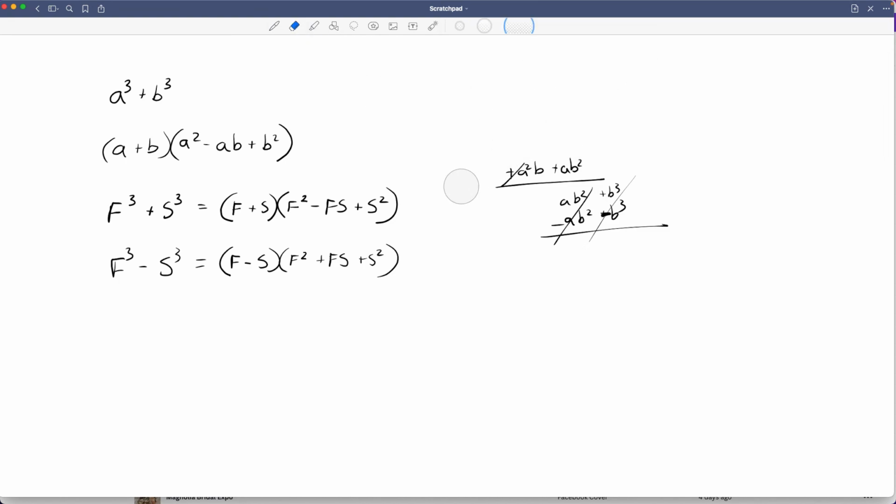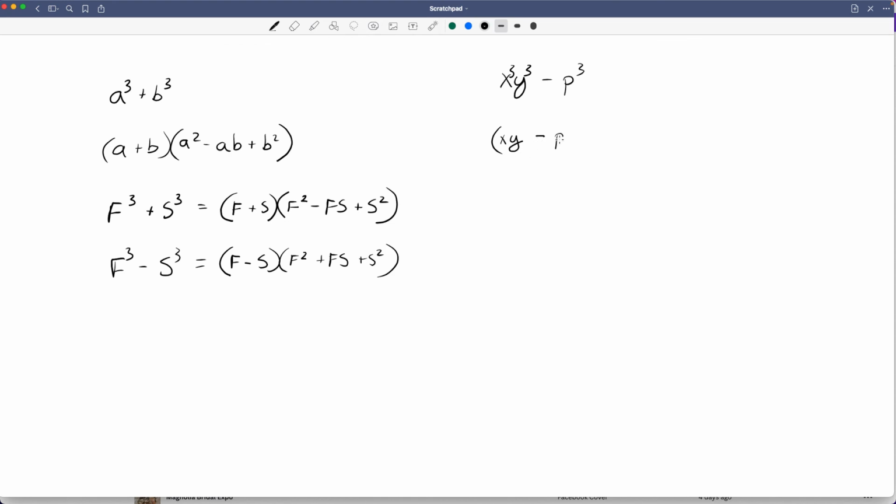So I'm going to erase this and we're going to factor based on the format. So I have x cubed y cubed minus p cubed. This is a minus, so we use the second form, the minus form. So all we have to do is say xy minus p, times first thing squared, x squared y squared, plus xyp plus p squared. Done. That's it. There's no reason to go through all of those steps when we know this is going to be the answer. And it is always the answer.